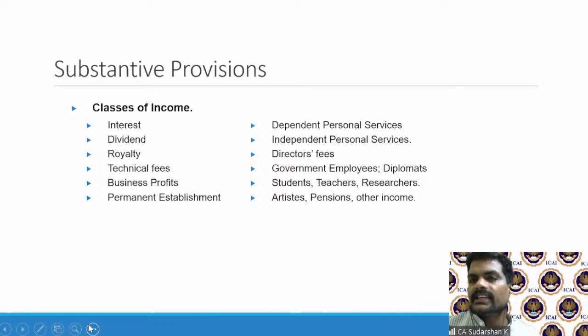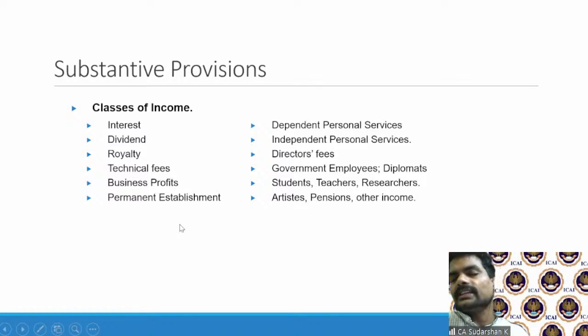because each treaty has its own different variations and different aspects. Some treaties, as you can see before you, may not have clauses on fees for technical services. Some treaties won't have any other substantive provisions, and the PE definition will be different. So therefore, each treaty has its own variations. So they will not try to test you on the interpretation of a tax treaty.